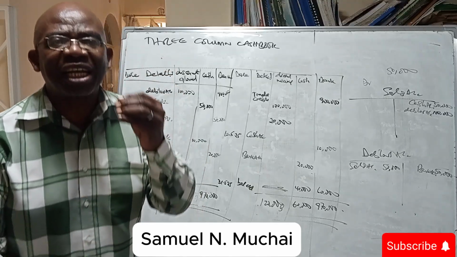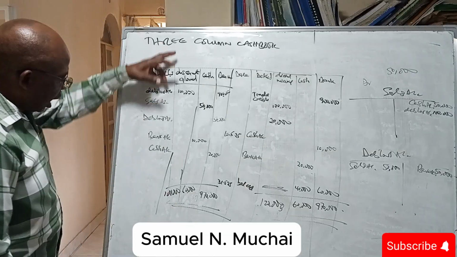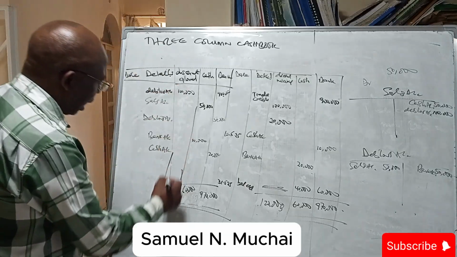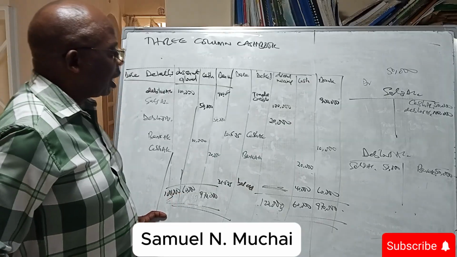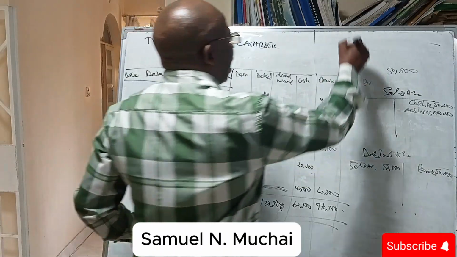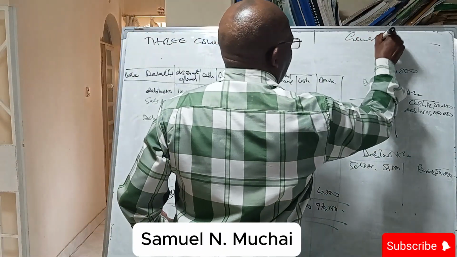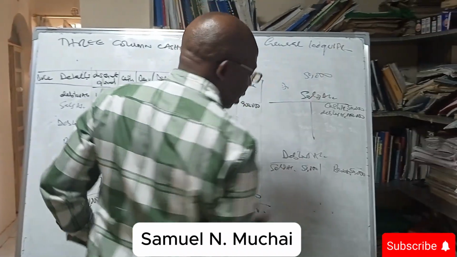But periodically, we get the total of the discount allowed. We say it is 100,000 at the end of the month. And remember we have been dealing with the subsidiary ledgers. Now we go to the general ledger.